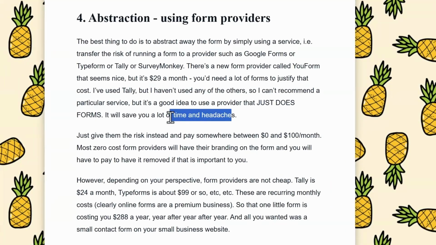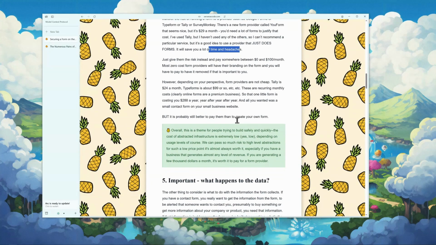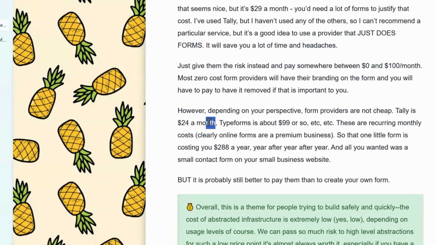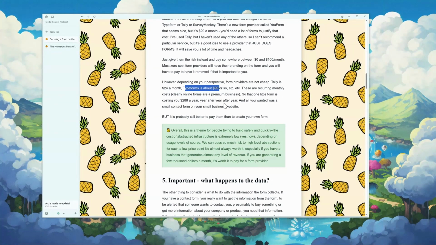It's really the best thing to do: just use that. It's going to save you a lot of time and a lot of headaches. What you can do is transfer the risk, transfer all of the requirements and needs to that form provider. Then again, they're not cheap depending on your perspective. I think Tally is $24 a month. I think Typeform is anywhere between 25 and 100. And these are recurring monthly costs, so it adds up over time.